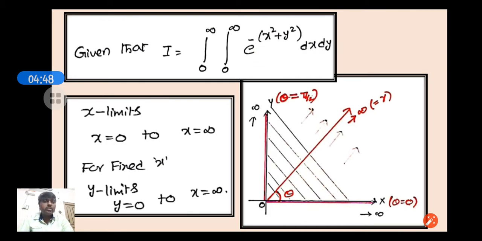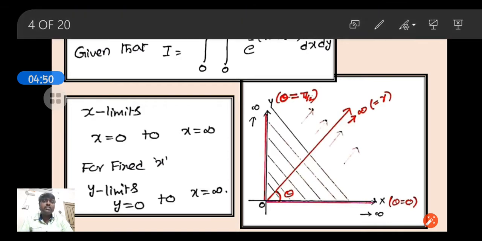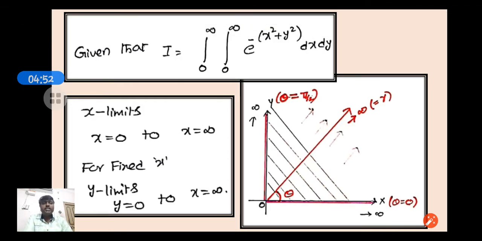That means your region entirely covers the first quadrant of the coordinate system. Why? Because x is moving from 0 to infinity, as well as y moving from 0 to infinity. So in the first quadrant, each and every point is positive. So the region covers the first quadrant of the coordinate system.